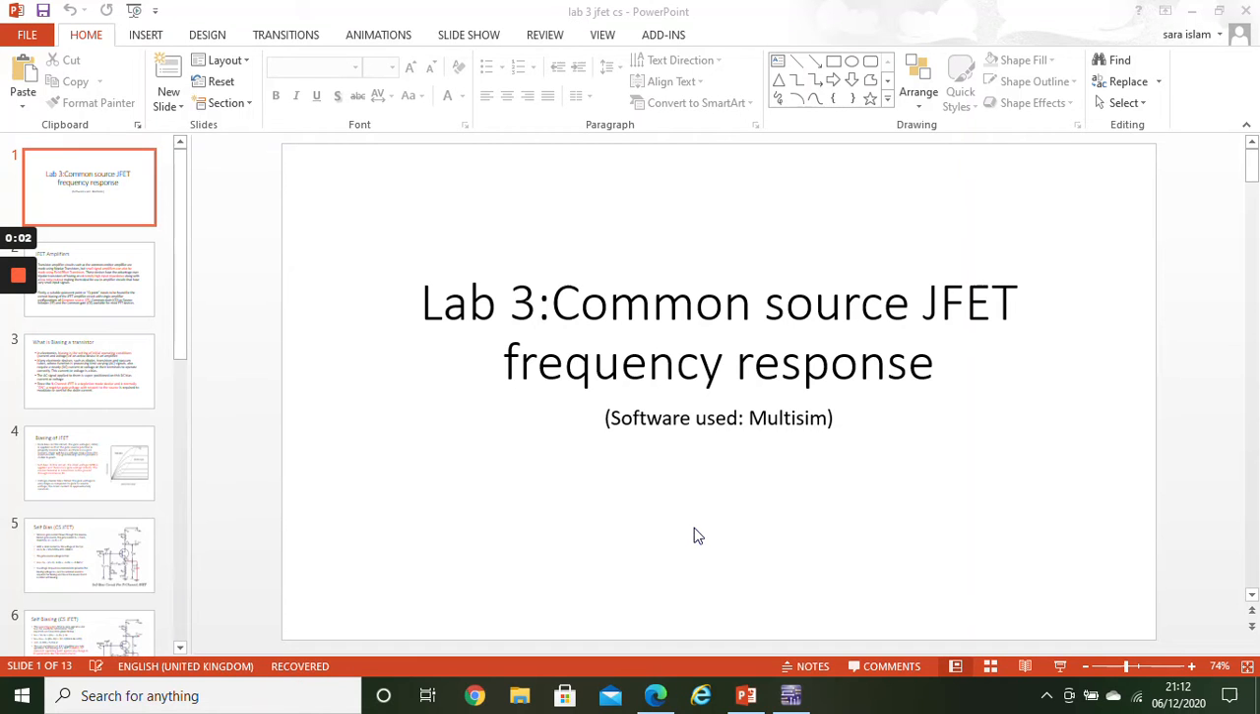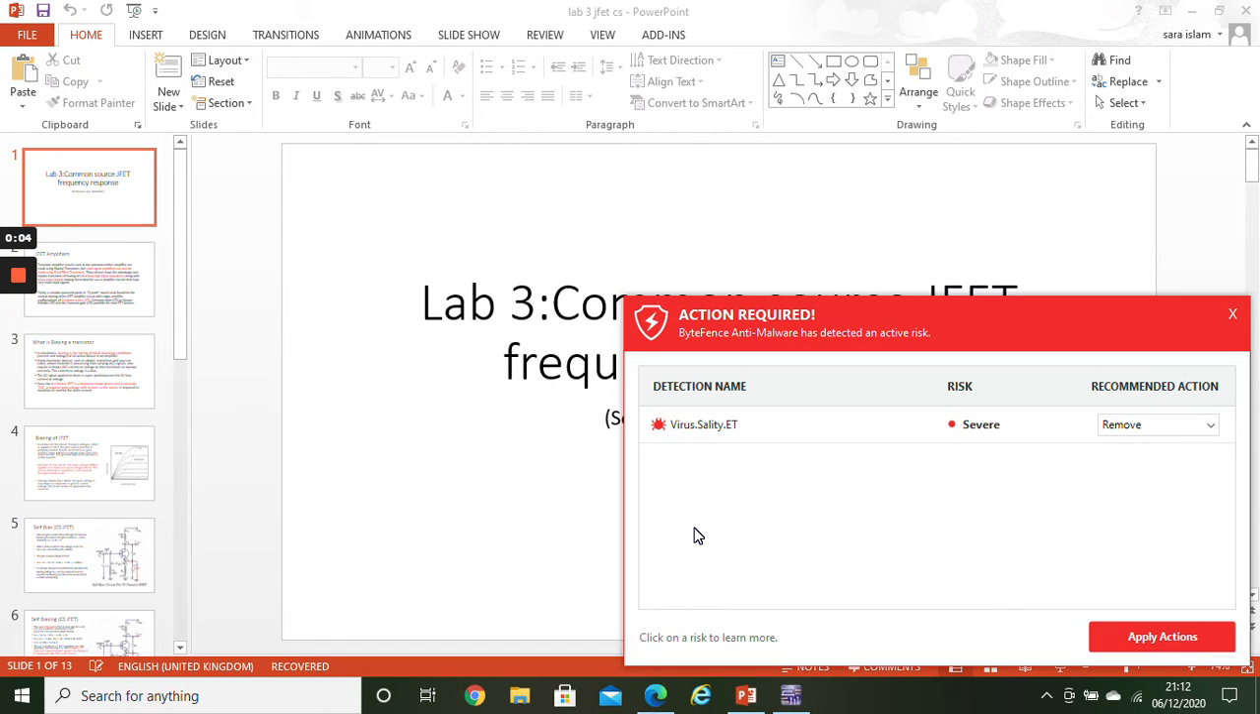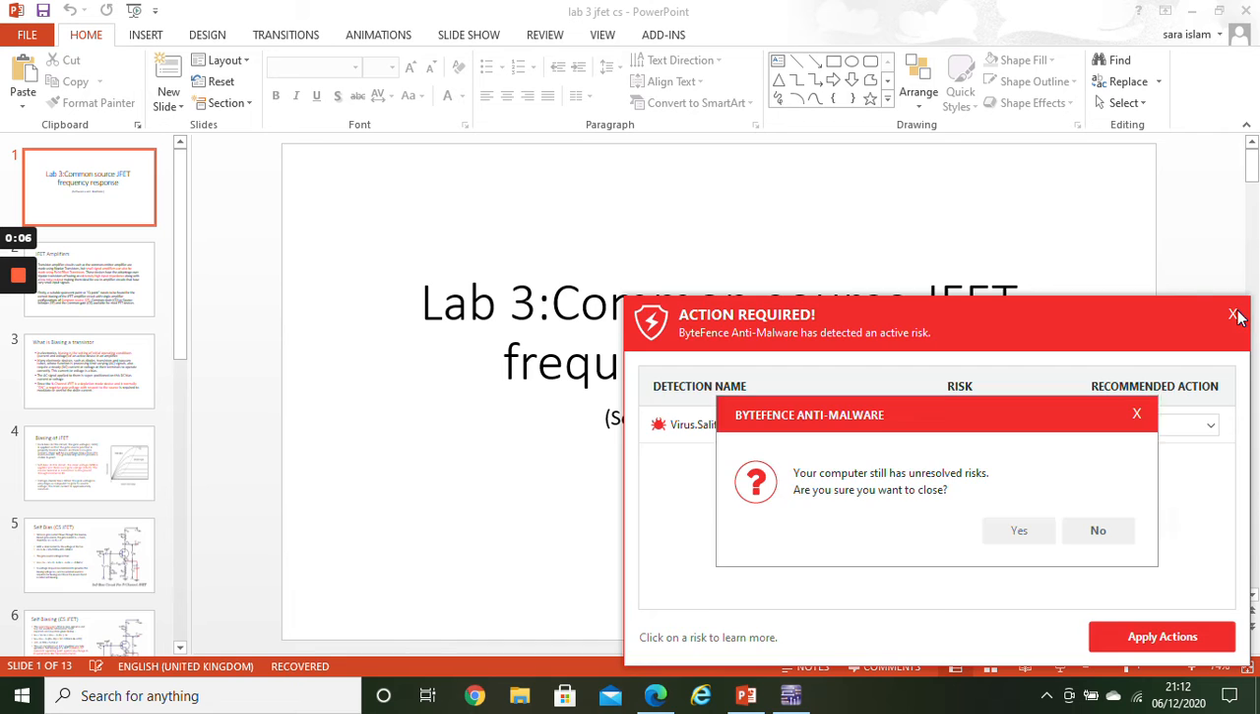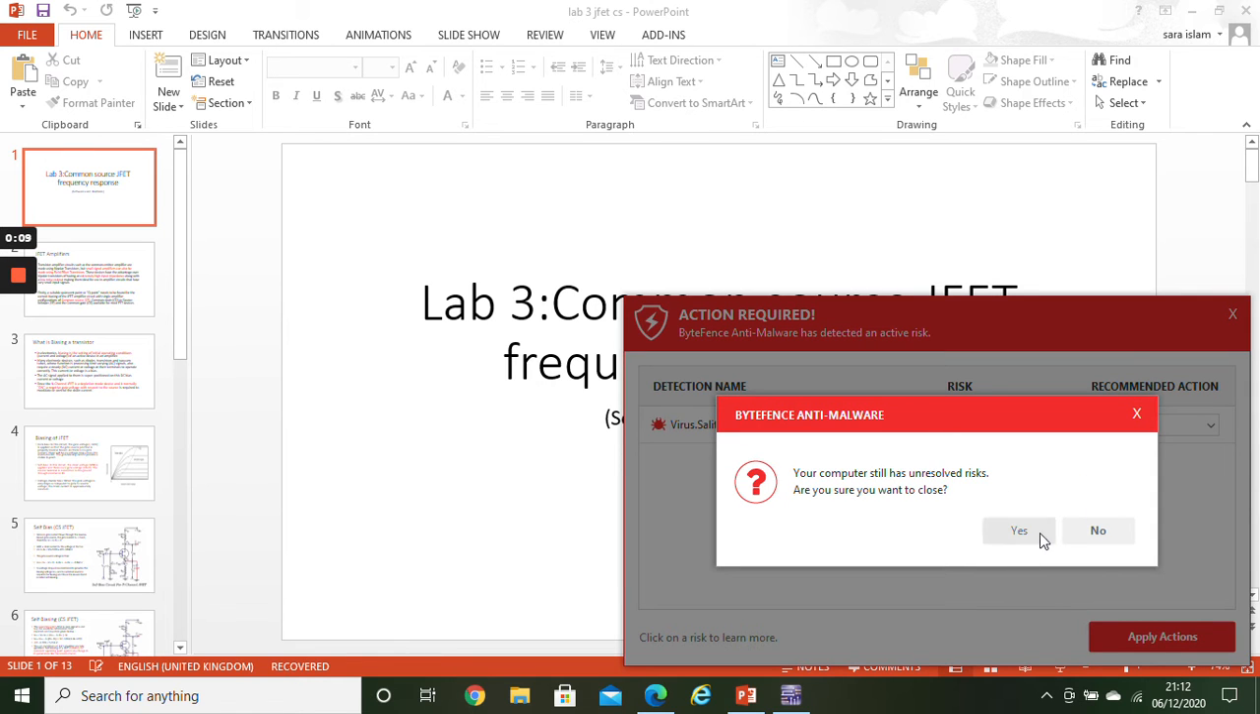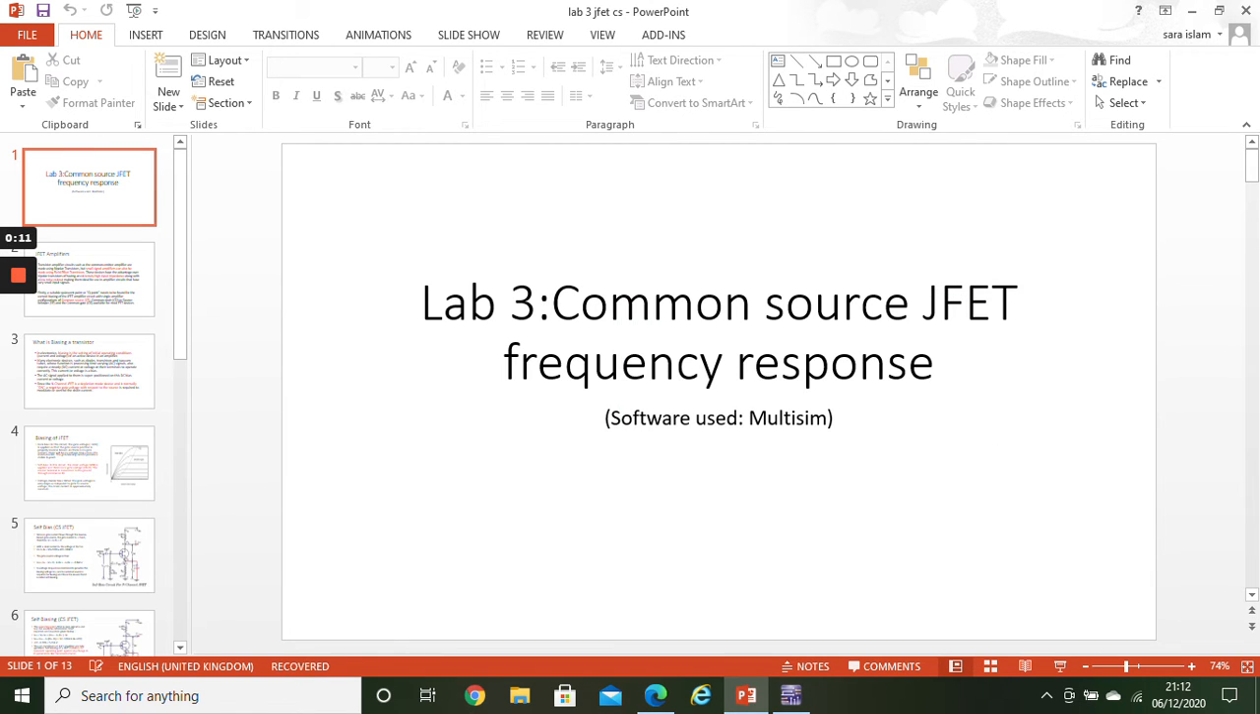Assalamualaikum ji. Today I will be covering your Lab number 3, which is on common source JFET transistors frequency response. Okay, previously we covered the variation of the gate supplies: how and why a negative gate supply is required, what happens if it's zero, what happens if you decrease it to a negative, and how the response of a JFET changes accordingly.